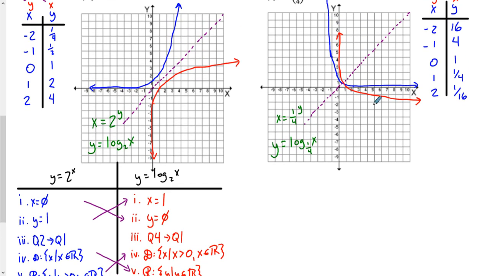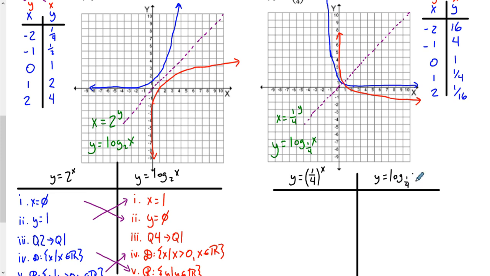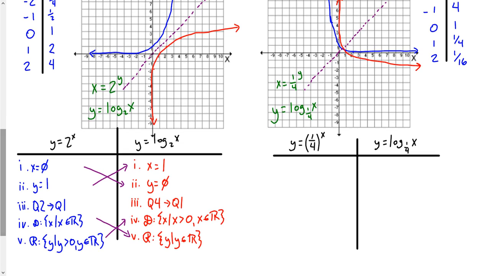So let's confirm that with this example. I'm just going to split her up. So we have (1/4)^x, and we have log base 1/4 of x. So we'll identify all of our key things: our x-intercept, our y-intercept, our end behavior, our domain, and our range. So our x-intercept, well, there's no x-intercept. Y-intercept, it's still crossing through 1. End behavior, it's going from quadrant 2 to quadrant 1.